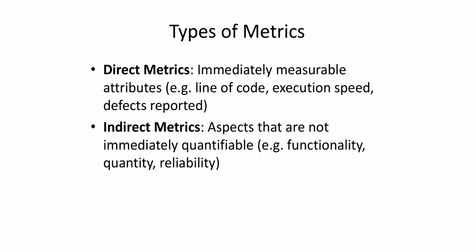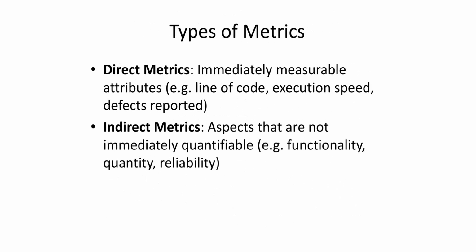Direct metrics are generally easy to read and easy to use. They are immediately measurable attributes such as lines of code, execution speed, and defects reported. These are things which we can actually see and measure directly. We use those particular attributes.